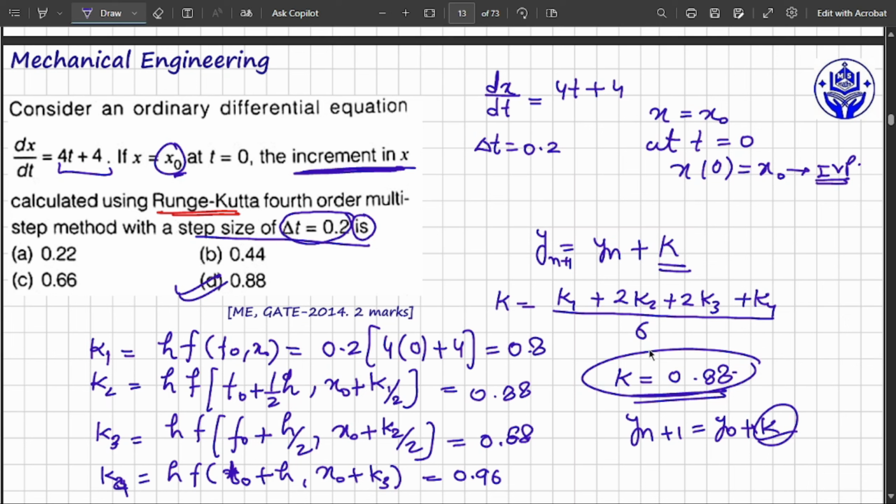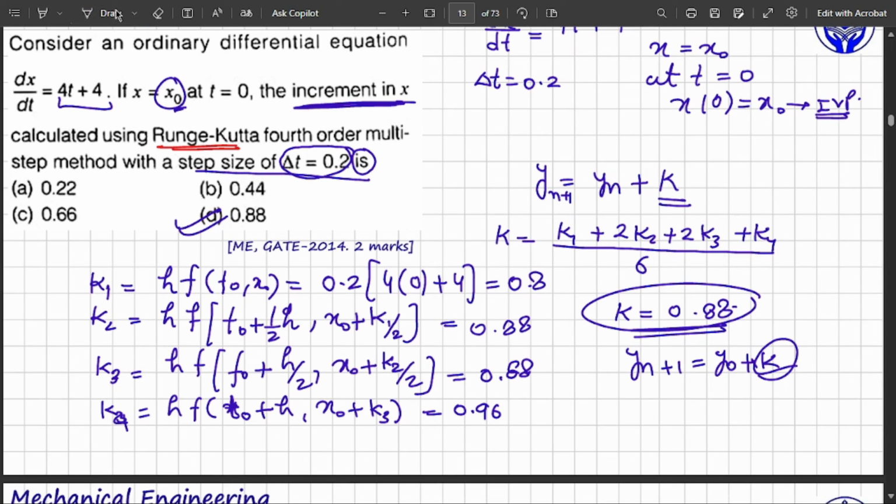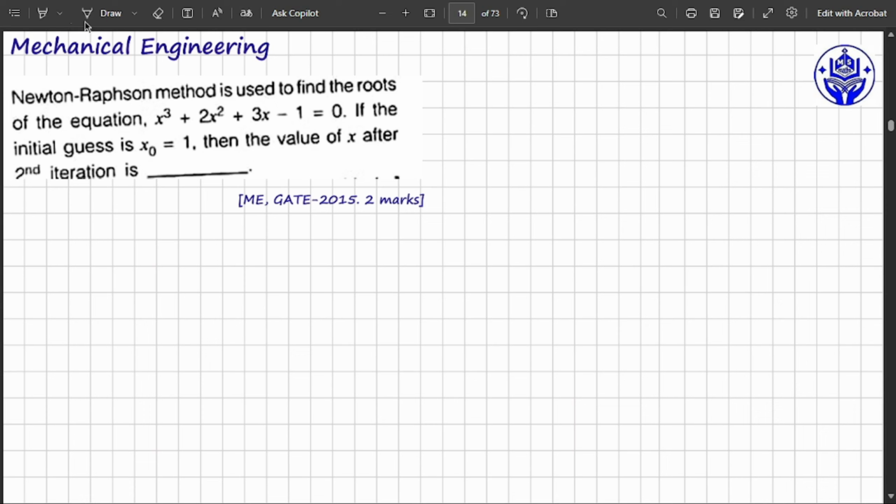Now the next question is: the Newton-Raphson method is used to find the root of an equation. This is the equation, and the Newton-Raphson method is asking for the initial guess as given. So the formula is xn plus 1 equals xn minus f of xn upon f dash of xn.